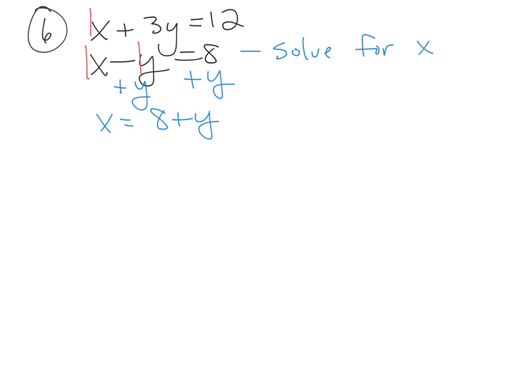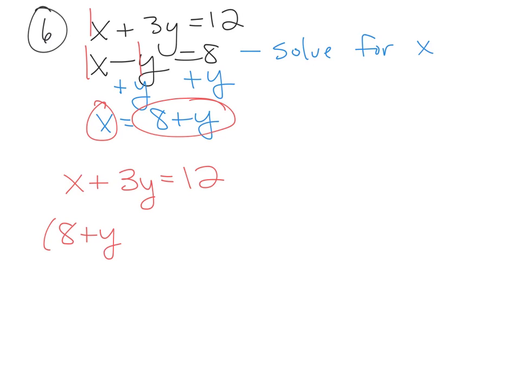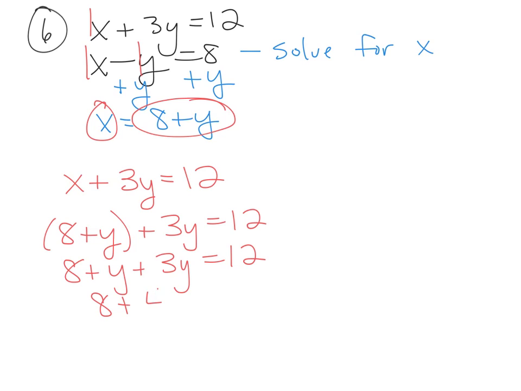So the original equation tells me, and I'll rewrite it here just so we have that, x plus 3y is equal to 12. Well, now my new x, here's what x equals 8 plus y. So I'm going to say, and I'll put it in parentheses just so you can see that, 8 plus y plus 3y equals 12, okay? So 8 plus y plus 3y is equal to 12. Again, combine like terms. 8 plus 4y is equal to 12. Subtract the 8 from both sides. 4y is equal to 4. Divide both sides by 4, so y equals 1.